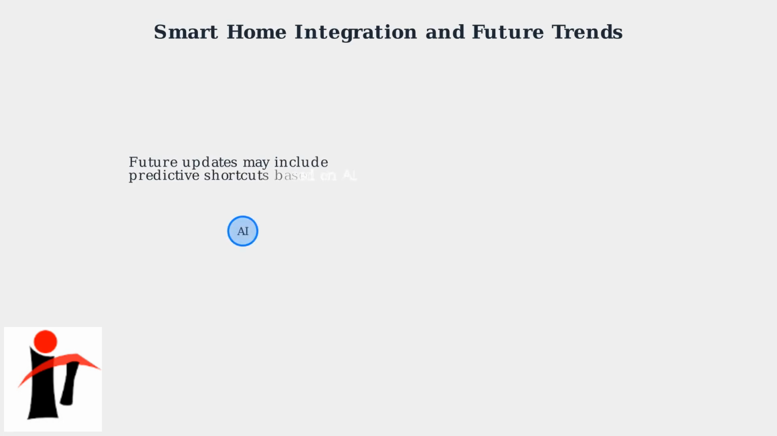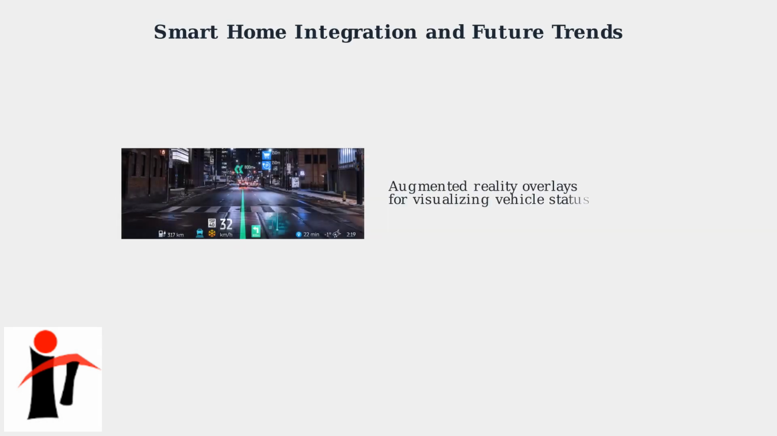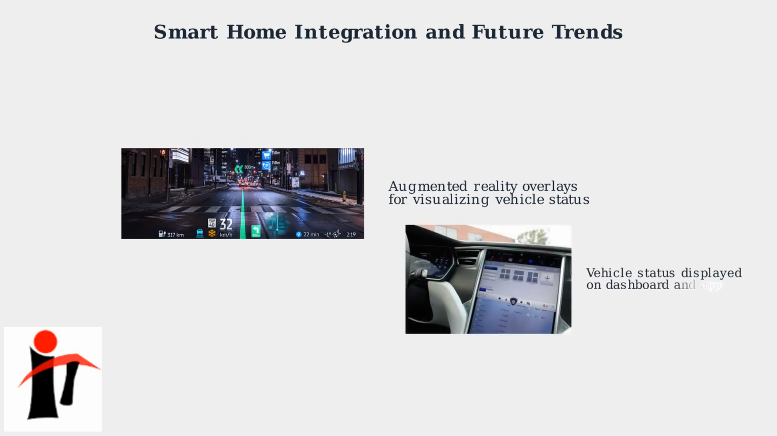Future updates may include predictive shortcuts powered by Tesla's AI, such as auto-scheduling charges based on energy prices or suggesting climate settings. Tesla has hinted at augmented reality overlays in future app versions, allowing users to visualize vehicle status via smartphone cameras, creating immersive controls. This could enhance how you interact with your Tesla, bridging the gap between the vehicle's dashboard and the mobile app for a more integrated experience.